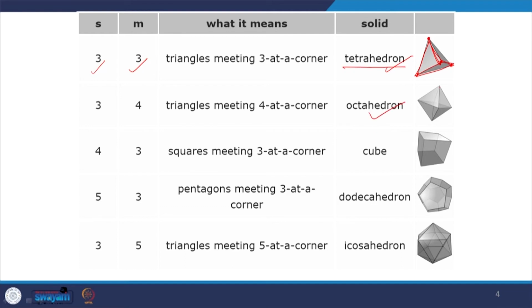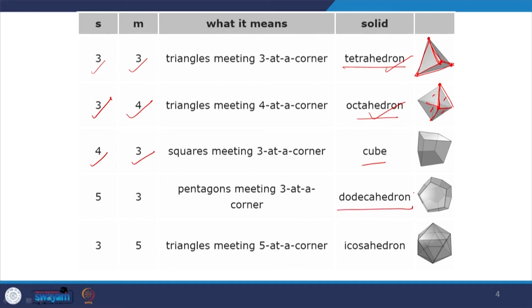Octahedron is where there are 4 triangular surfaces meeting at each point. So at each point there will be 1, 2, 3, 4 triangular surfaces. The number of sides for each surface is 3, but the number of triangles meeting is 4. That is your octahedron. It is like 2 tetrahedrons, not exactly, but it is like repeating this, coming together. Then we have the cube, of course, simple, 4 sides and 3 surfaces coming together.